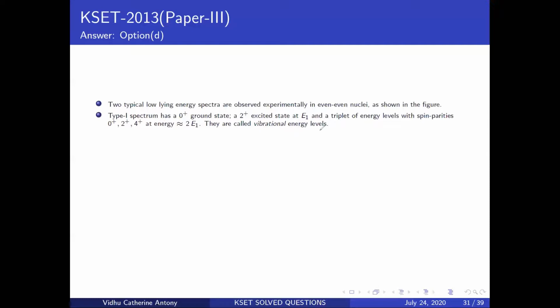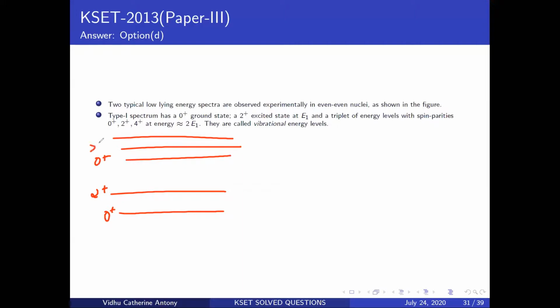Now, these are basically your vibrational energy levels. So you have a 0 plus state, you have a 2 plus state, and then you have 0 plus, 2 plus, 4 plus. That's how your vibrational spectrum is looking. I will show you a better figure later on.